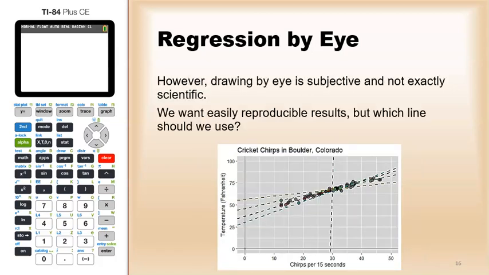The problem with just eyeballing it like this, as you can see here, is that it's subjective and not exactly scientific. Really what we want is easily reproducible results. That is, whatever method I use can be used by anyone else and get the same results. So which line would be best for this kind of situation?